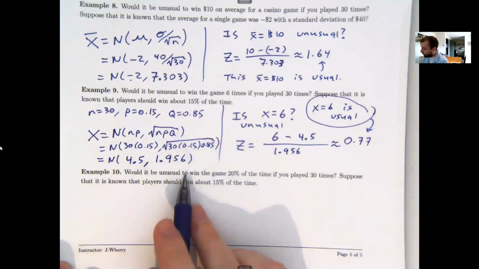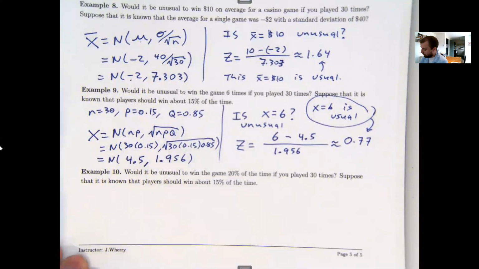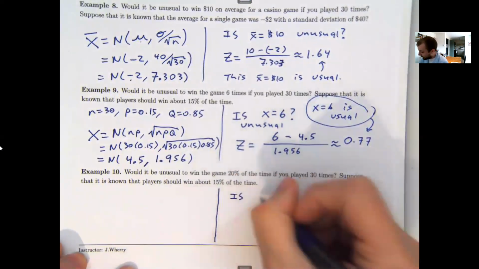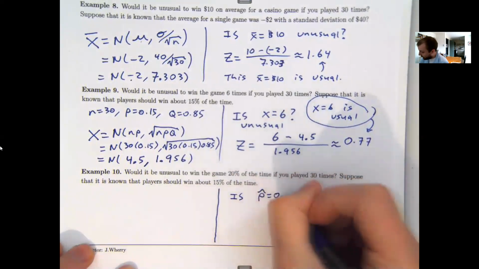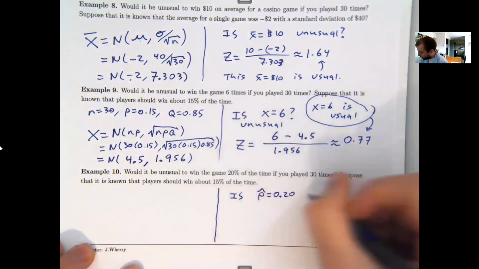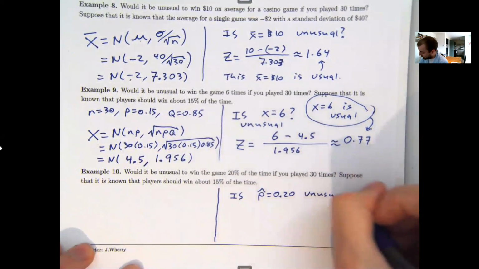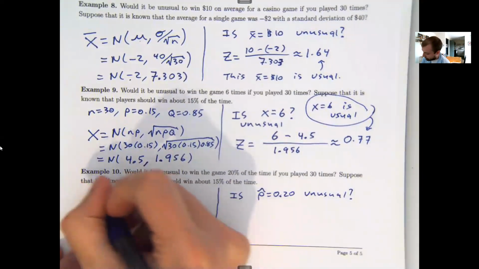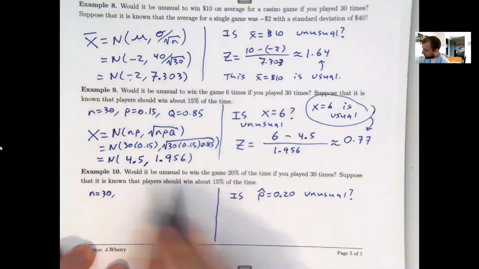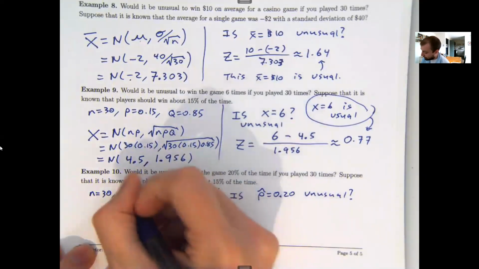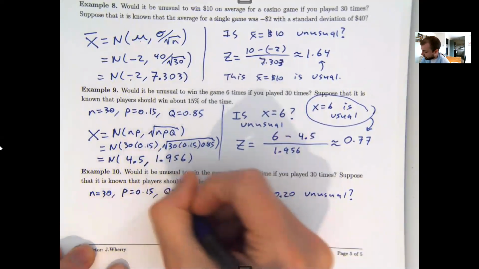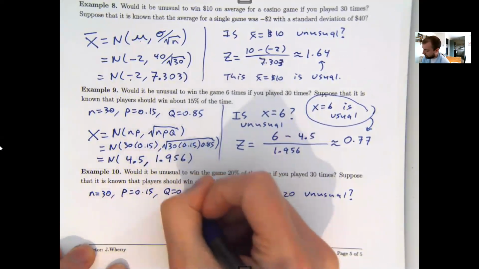Let's deal with another one. Would it be unusual to win 20% of the time? So is a sample success rate of 0.20 unusual? If I play the game 30 times, my n is 30, and it is known that you should win 15% of the time, my p is 0.15, which means I should lose 85% of the time.